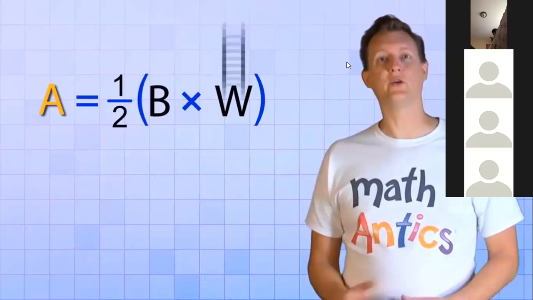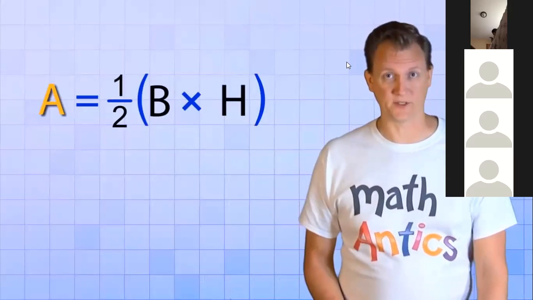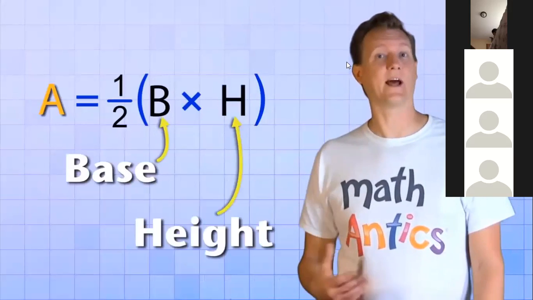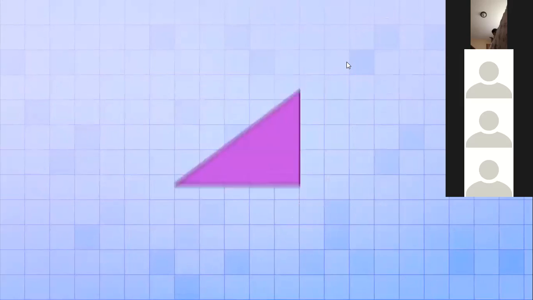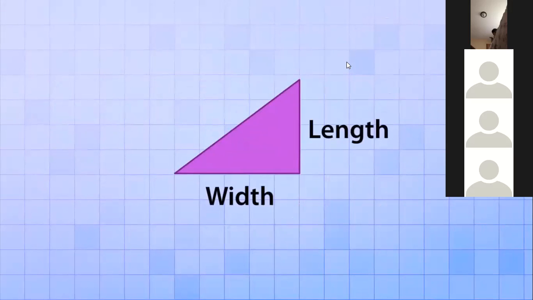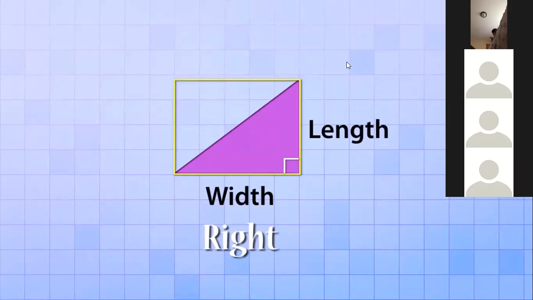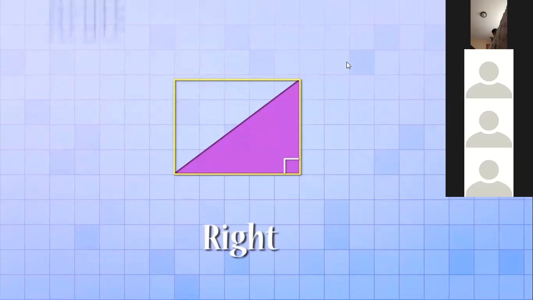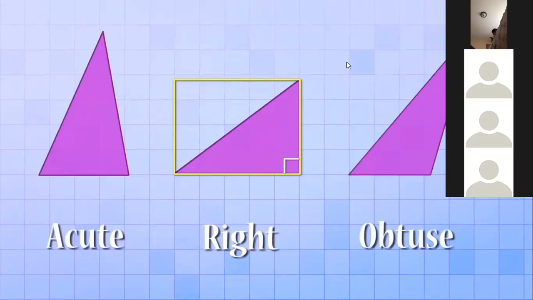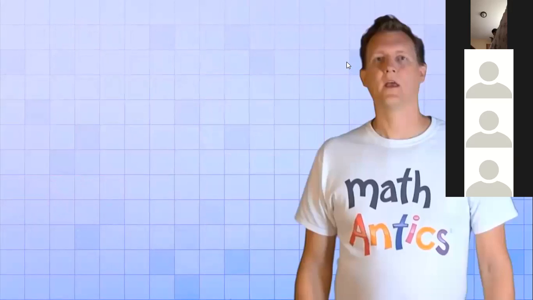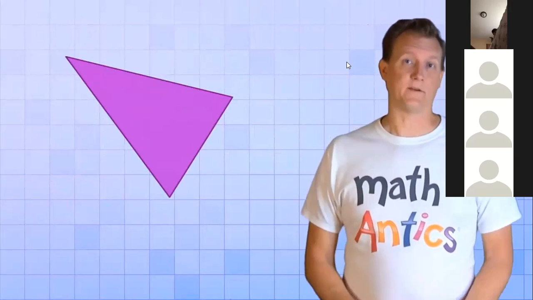Instead of L for length and W for width, we're going to use two different names for our triangle's dimensions. We're going to call them base and height, and here's why. The names length and width worked okay for this right triangle, because the right triangle is exactly half of a rectangle. But those names don't really work for other kinds of triangles, like acute triangles or obtuse triangles, because how do you tell which side should be which? So for triangles, we do something different.